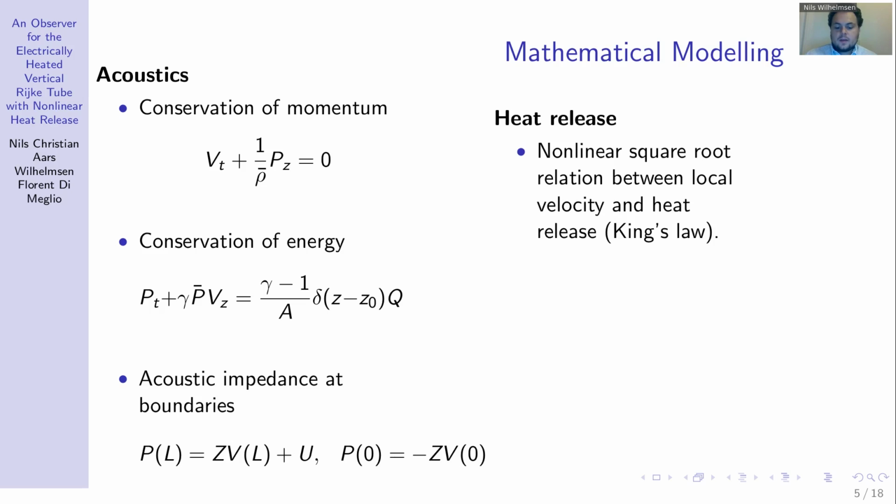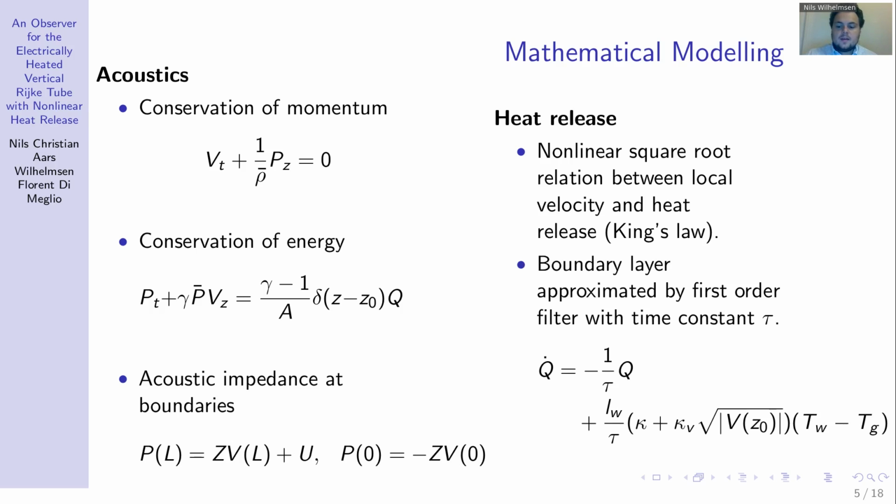For the electrical heat release, it is based on King's law, which states that heat release rate is proportional to the square root of the local velocity. With air flowing past the heating wire, a boundary layer forms. This can be approximated as a first-order filter with time constant tau. These two effects together contribute to the following dynamics of the heat release rate.